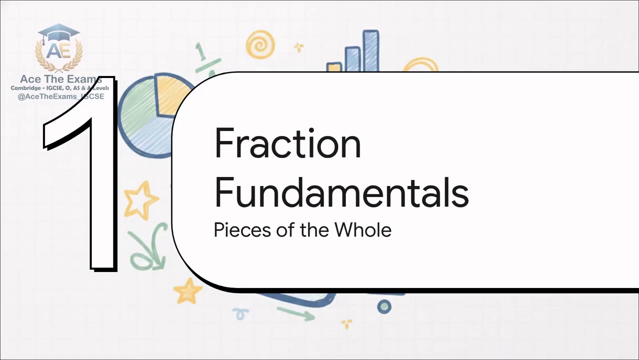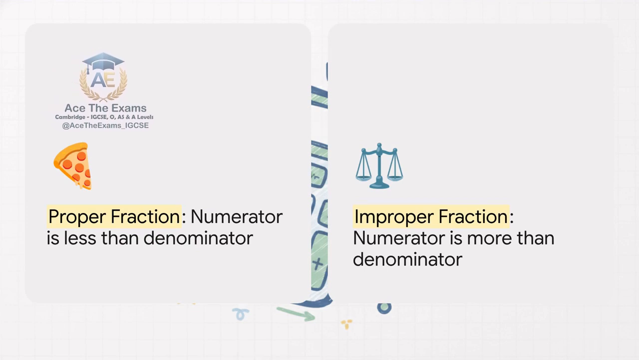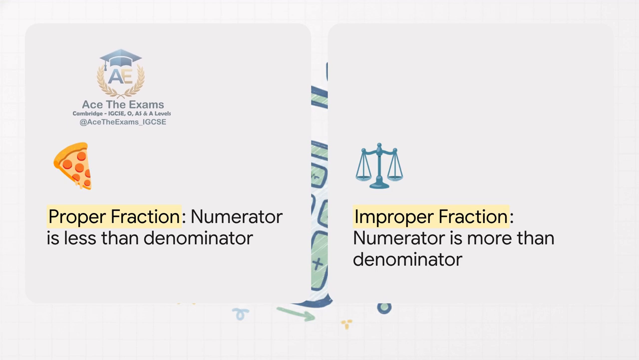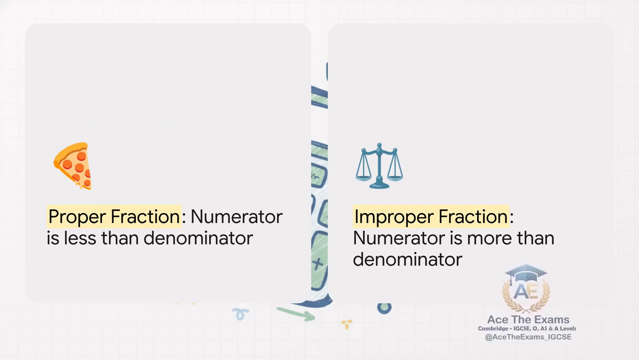Moving right along to Section 2, Fraction Fundamentals. This is all about understanding pieces of the whole. Let's talk about how we actually transition from whole numbers into pieces of a whole. A single unit broken into equal parts always consists of two vital numbers. You've got your numerator on the top, which tells us how many parts we actually have, and your denominator on the bottom, telling us how many equal parts the whole is divided into.